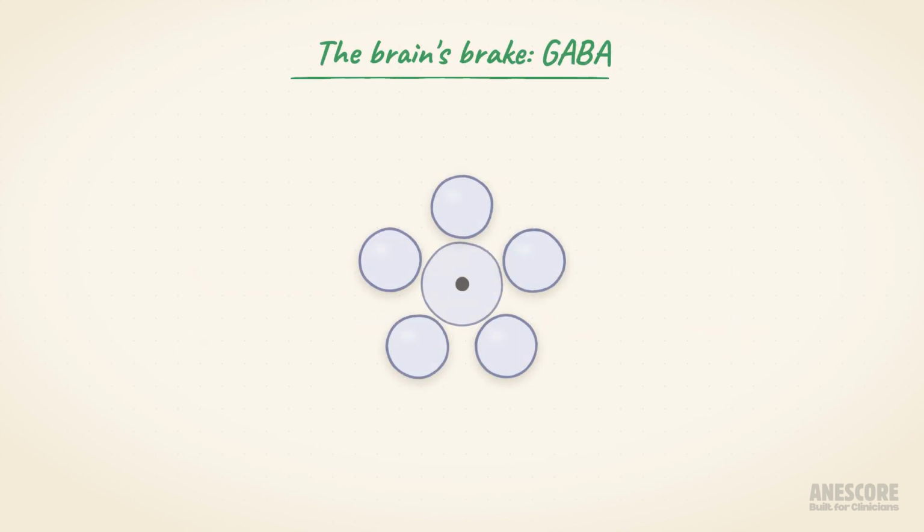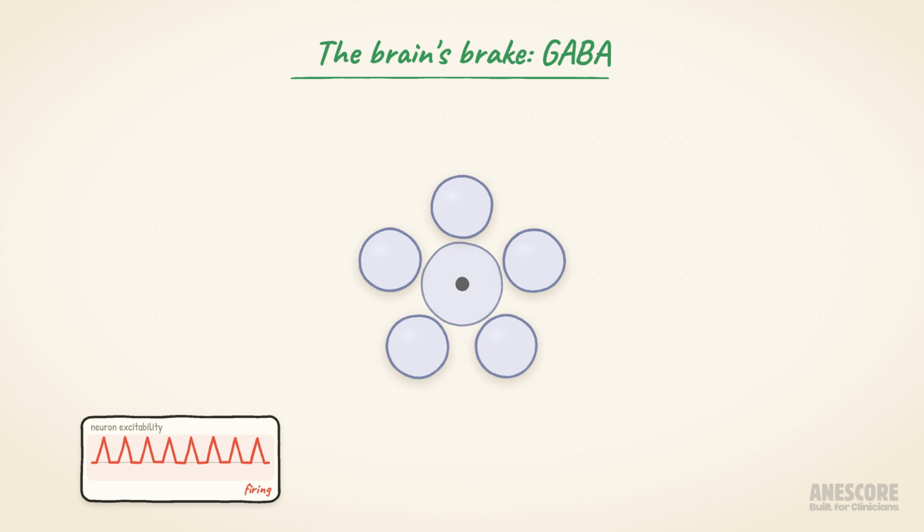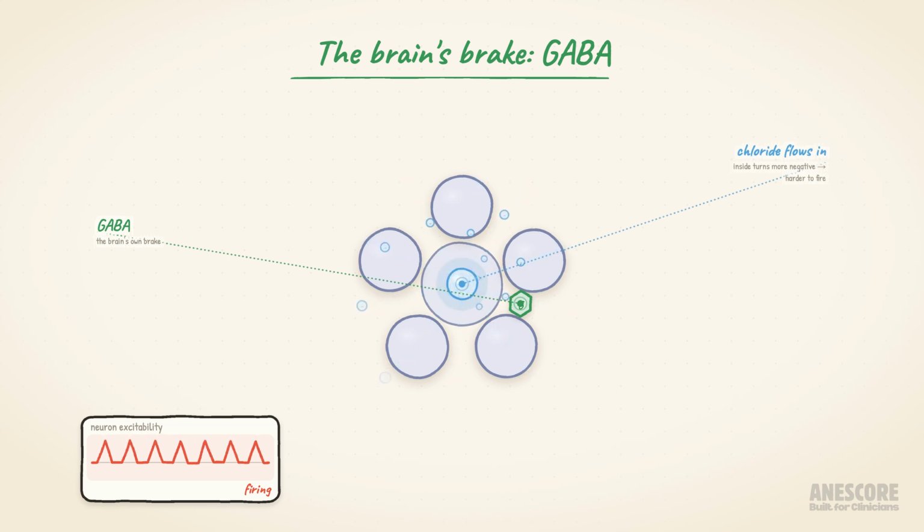Every thought, every movement starts with a brain cell firing. To stay calm and controlled, the brain needs a brake, and that brake is a chemical called GABA. When GABA is released, it lands on a receptor that is really a tiny gate for chloride. The gate opens, chloride flows into the cell, and the inside becomes more negative. A more negative cell is harder to fire. So GABA doesn't switch the neuron off, it just makes it harder to set off. Almost every sedative we use works by leaning on this one brake.